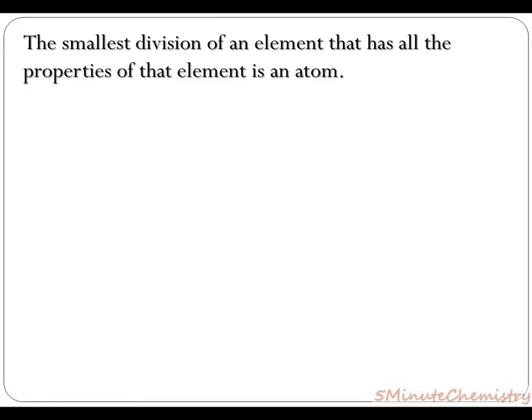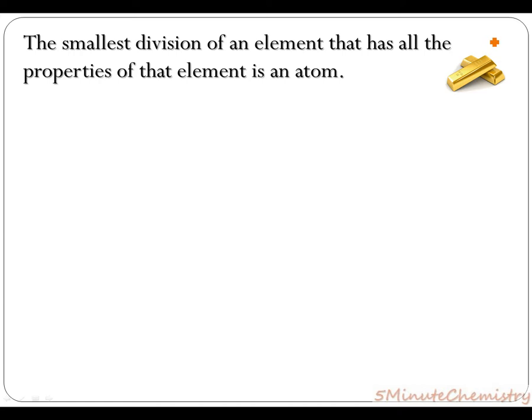To begin, let's define the atom. The smallest division of an element that has all the properties of that element is what we call an atom. So if you consider the gold that we have here, if you were to cut this gold and then cut it again and continue cutting it into pieces as small as you can possibly get, what you would be left with in its tiniest form would be one individual atom of that gold.